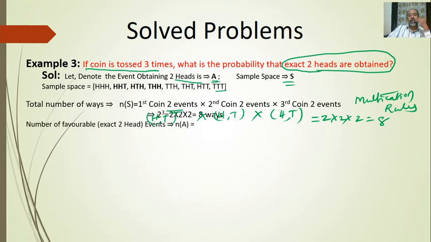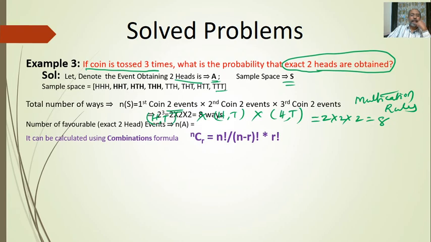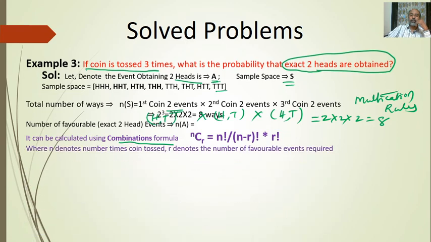There is 8 ways. Then number of favorable events, exactly 2 heads. How many are they? It has to be calculated. How much we want? So use the combination formula. So how many heads you want? 2 heads exactly. Hence use the formula. So there are 3 coins, 2 heads. 3C2. We have 3 coins now. Then how many heads you want? That is the favorable event you want. So 2 heads. 3 factorial divided by 3 minus 2 factorial into 2 factorial.